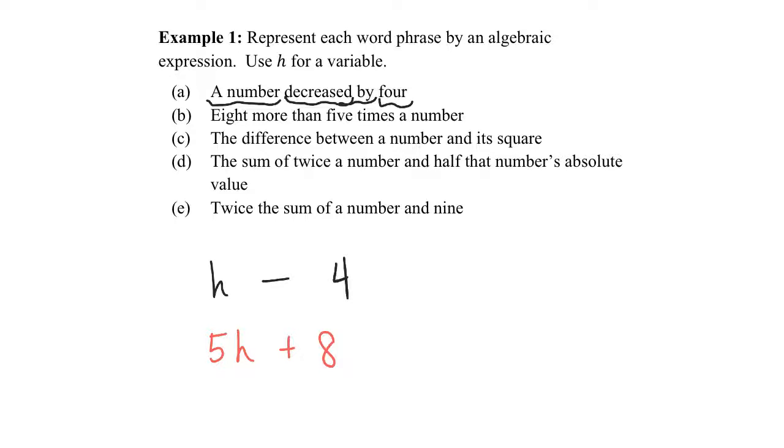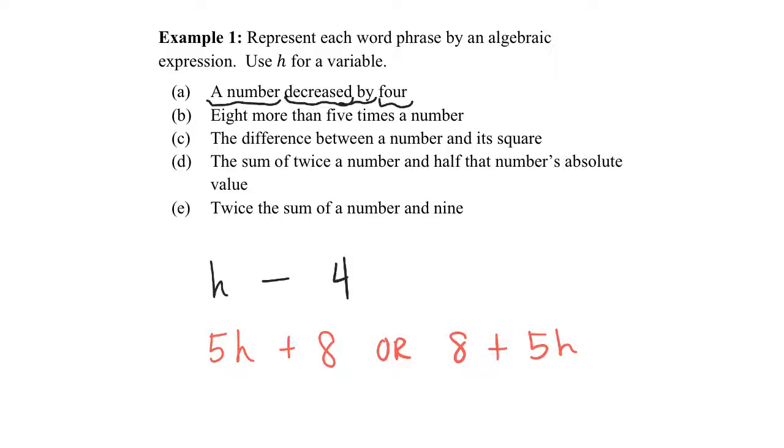So let's do this one, and let's talk about this one for a second. 8 more than means 8 plus. 8 more than means 8 plus. So I see 8 plus is written on the right side here, right? And it's 8 more than 5 times a number. Well, here's the 5 times a number right here for 5H. So although it's written this way, I could have written it like this.